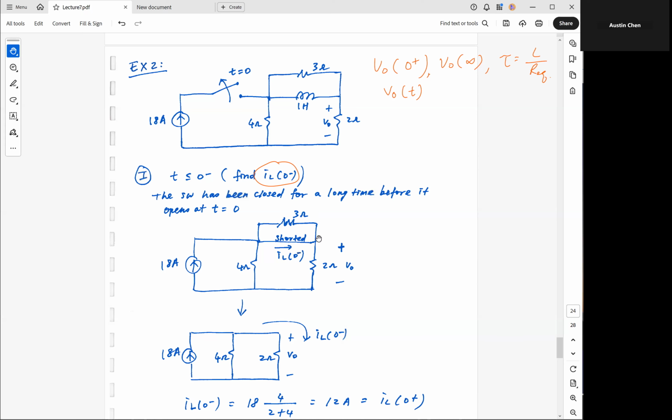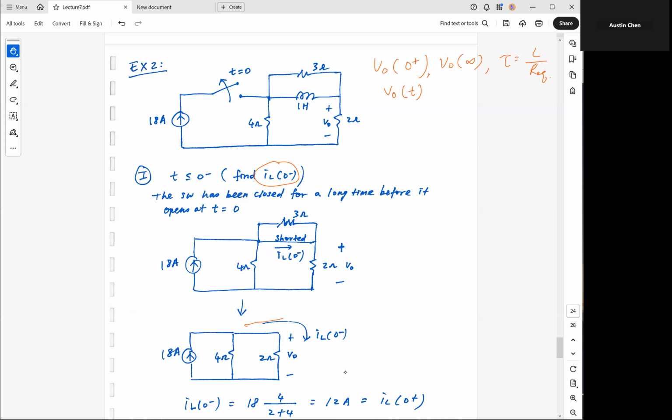This short here is going to short out this 3 ohm, right? Because they're in parallel. So this 3 ohm here is gone. The circuit that I'm actually analyzing comes down to 18 amp, 4 ohm, and 2 ohm, plus minus still the same. This part here is still shorted out. I still need to find IL at 0 minus, but that IL at 0 minus is also flowing through this 2 ohm resistor.